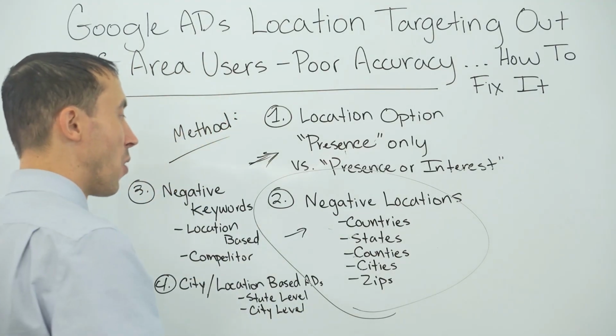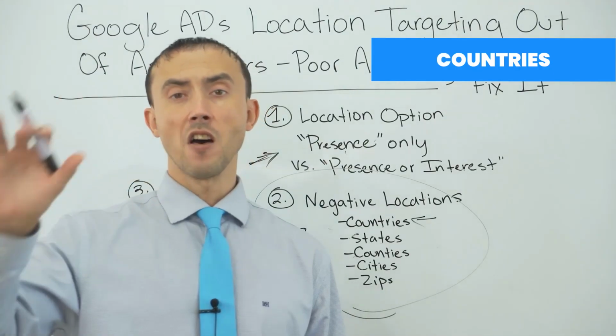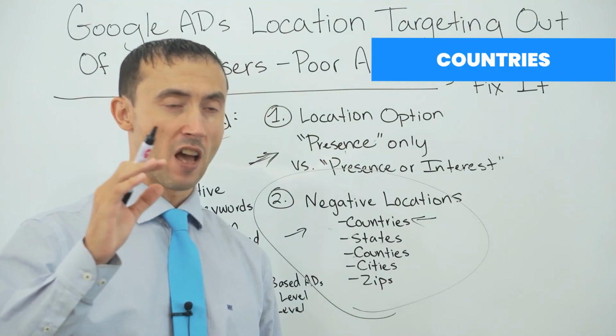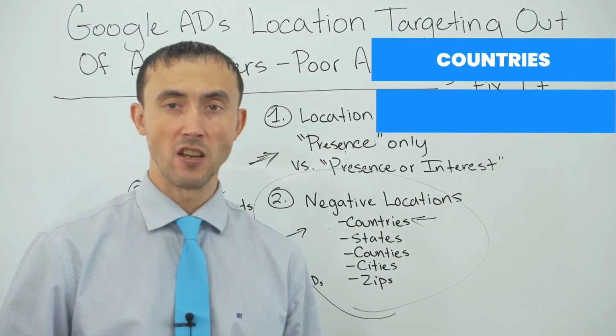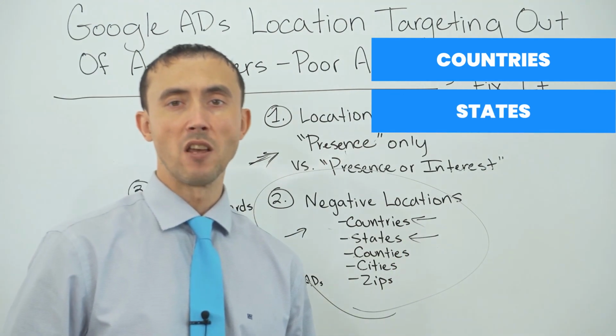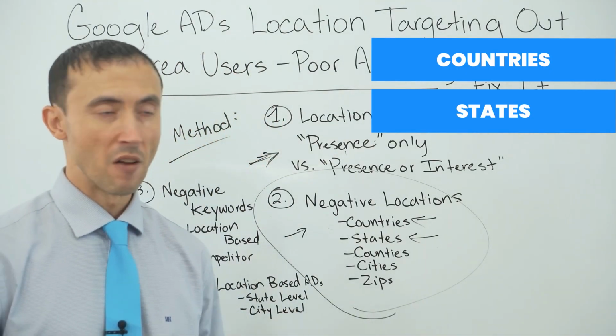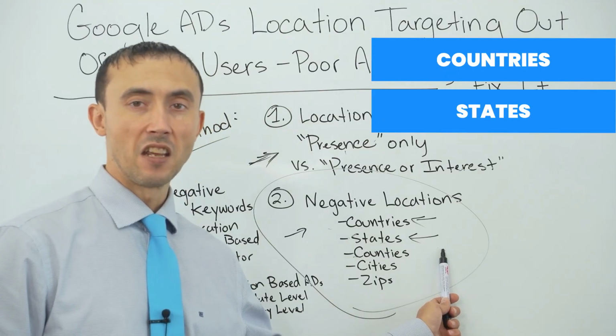We're going to start with all the countries, all 190 countries that you're not operating in. You need to add them as a negative location. Then you don't stop there. Then you add all the states, assuming you're a US resident and advertising in the US here, and it would be the same in other countries, provinces, whatever. You add all the states that you're not in as a negative location.